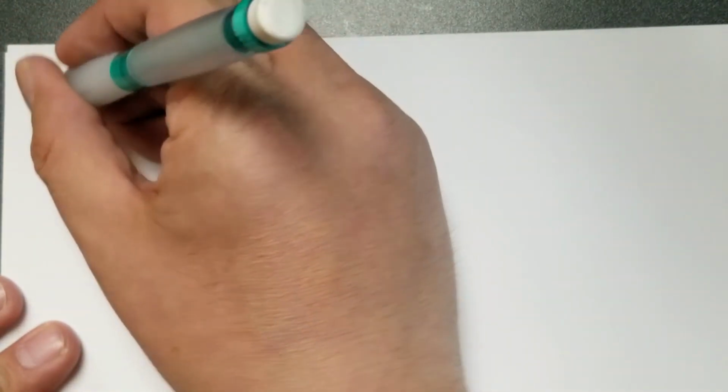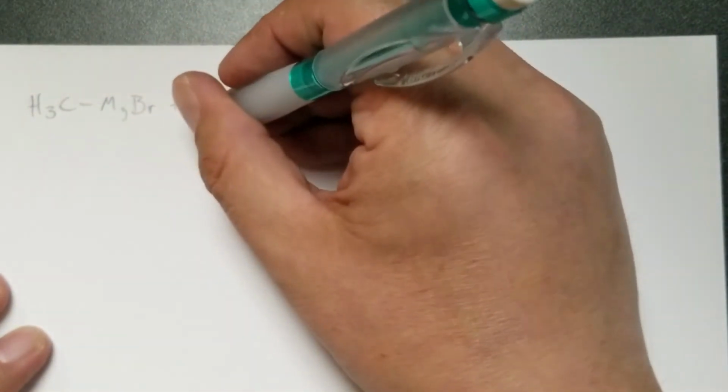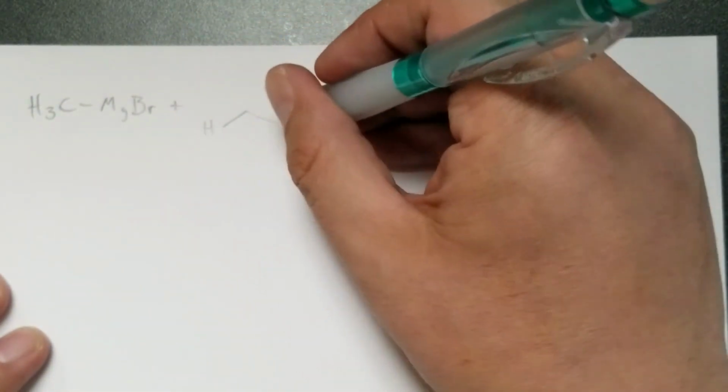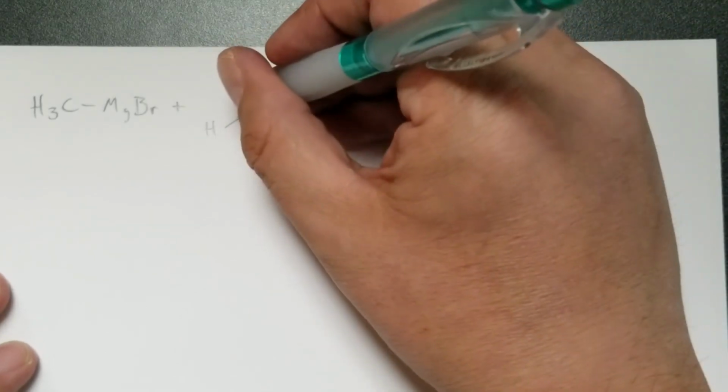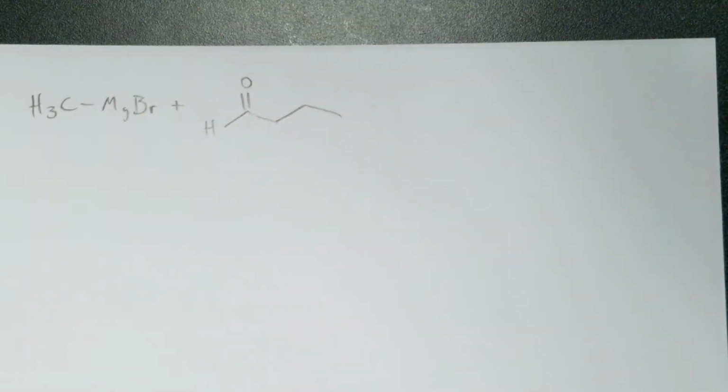So here we had methyl magnesium bromide, CH3MgBr. And then the reaction I have here for an example, let's just change it up just a little bit from the notes.